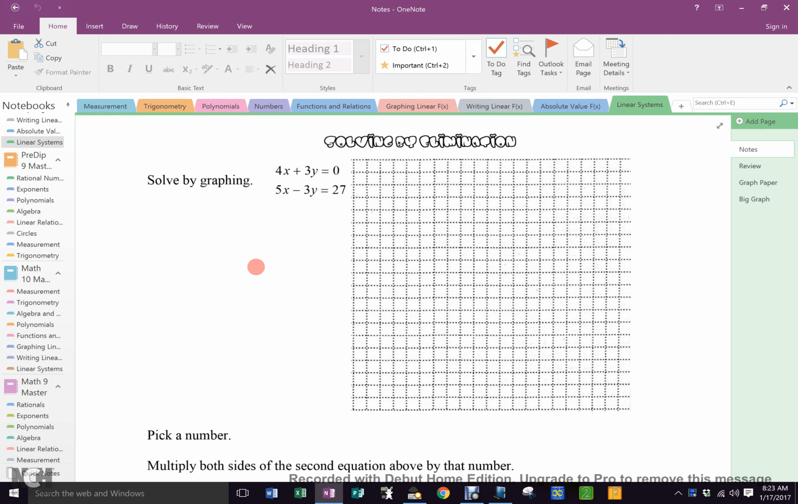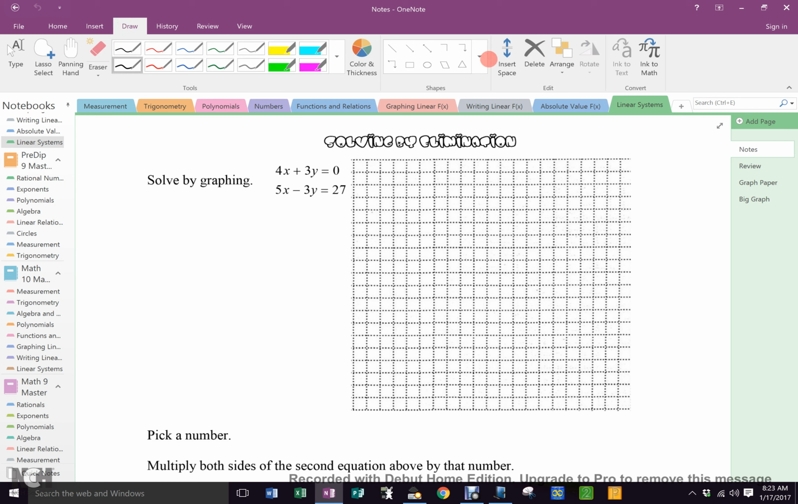The reasons elimination works are more complicated than the reasons substitution works. So I'll take a little bit of time to show you why elimination works, because it also gives me a chance to double check your ability to graph.